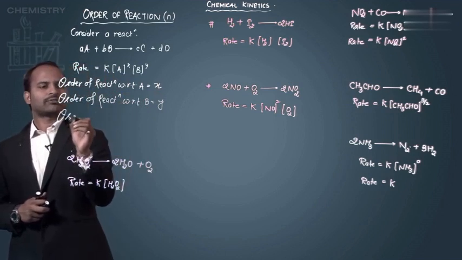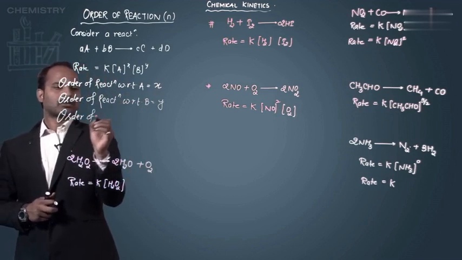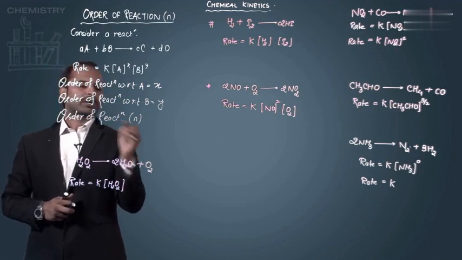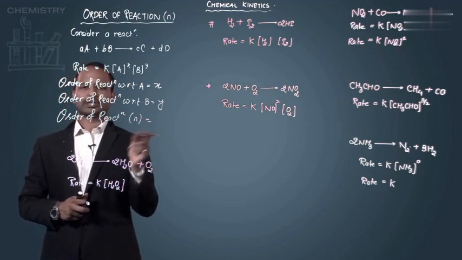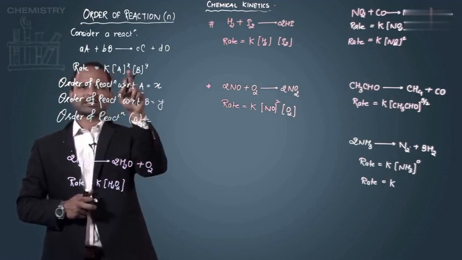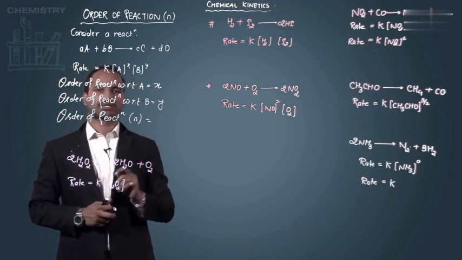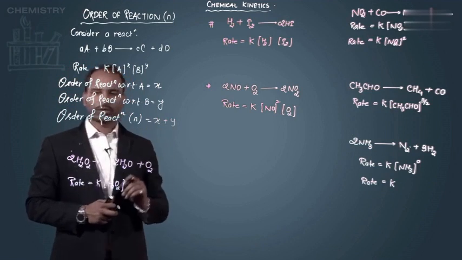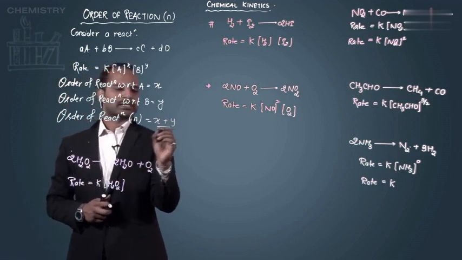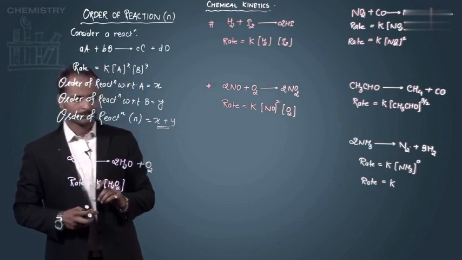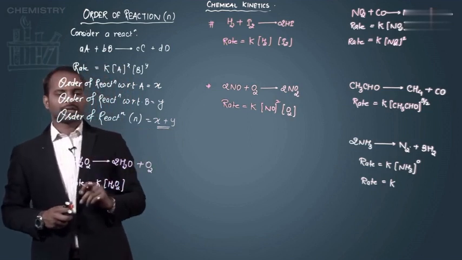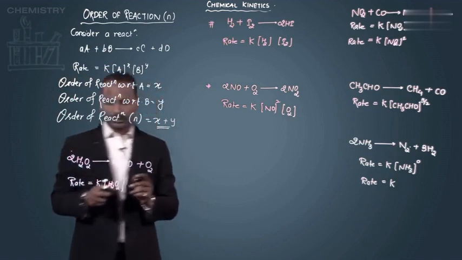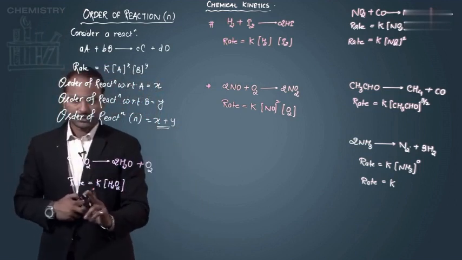And overall order of reaction, that is n. Overall order means you have to write the overall power. So it is x power for this, and for this the power is y. So it is going to be x plus y. So this is the overall order of reaction, that is x plus y. Now similarly we can write the order of reaction for all the reactions we have on the board.